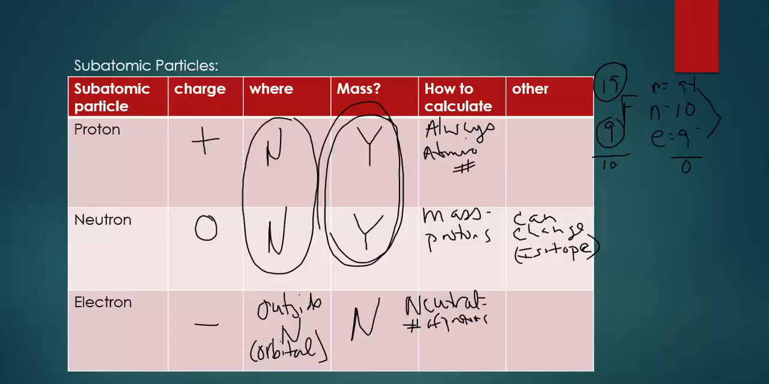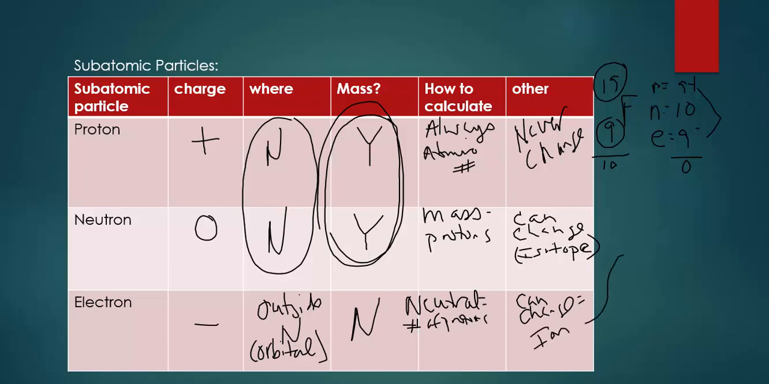All right, so let's go back here. Protons, they never change. Neutrons, they can change, and if they are, they're an isotope, and what's changing is the neutron number, which is changing the mass. And electrons, they can change. If they change, it's called an ion.